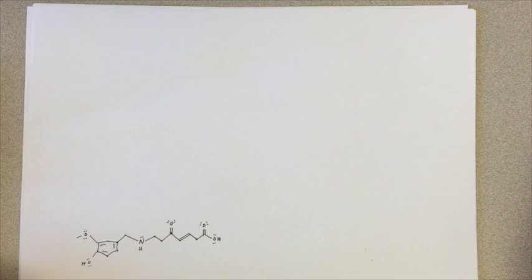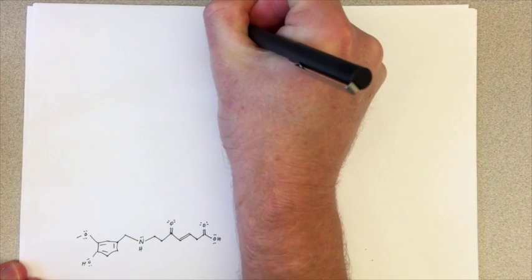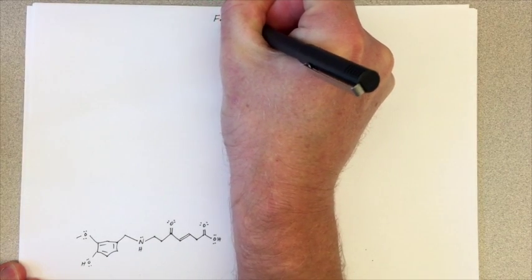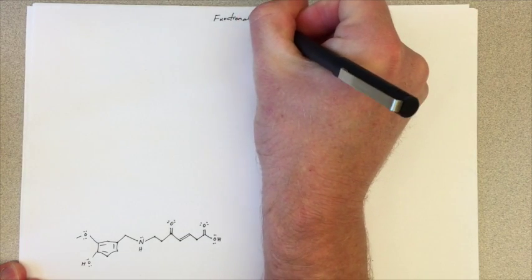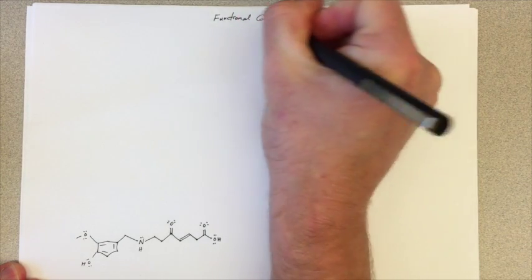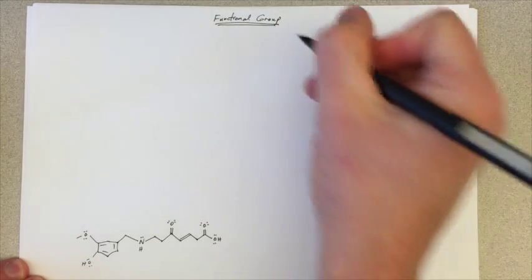Okay, in this video I'm going to talk about functional groups, describe what they are and give some examples of them and how to identify them. Organic chemistry is structured around the idea that we have a carbon backbone, right? Things that we've been calling alkanes.